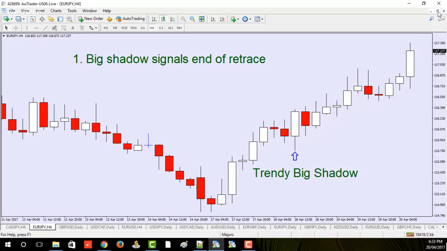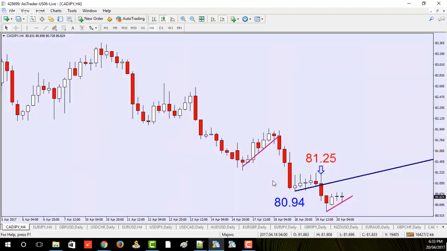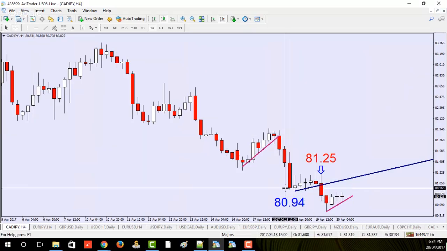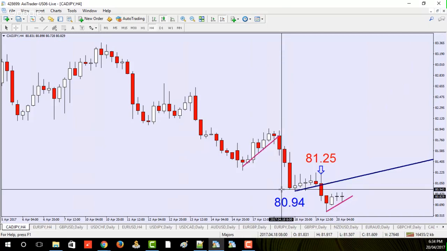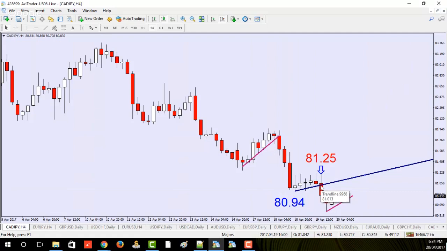So the Euro-Yen and the CAD-Yen. The CAD-Yen here was basically a trend drop. I took the CAD-Yen on a trend drop. So I waited for it to break below here. I put my line in the sand at 80.94. So you can see 80.94 is right here. I said if it gets to 80.94, then I will consider it to have broken this trend line on the 4-hour CAD-Yen. So it did that yesterday, and I'm in the trade now.